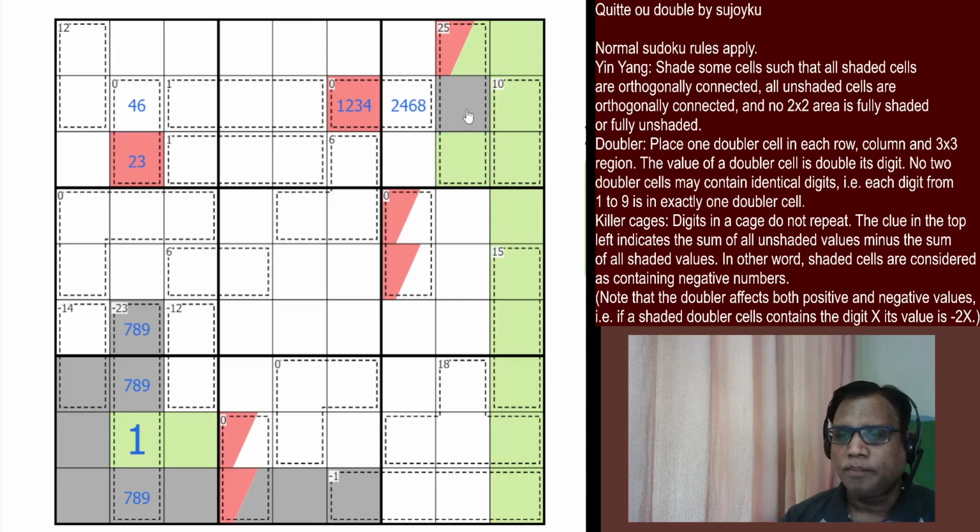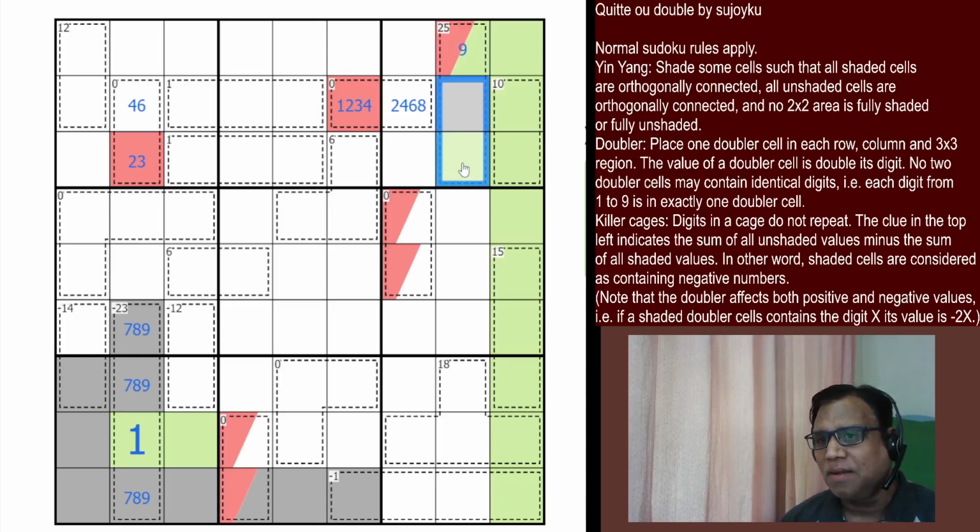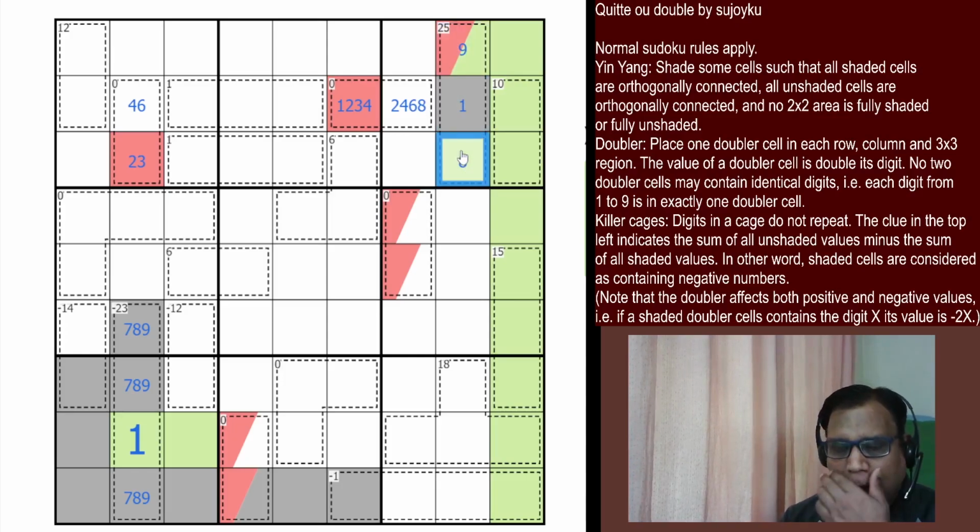And now I think this must be constant, right? Because 25 is a high number. Even with the doubler of 9, right? Let's say you have 9 here, that is 18. 18 means these two now must be 7. And with 1 here, this must be 8. Yeah, that's the only possibility here, right?